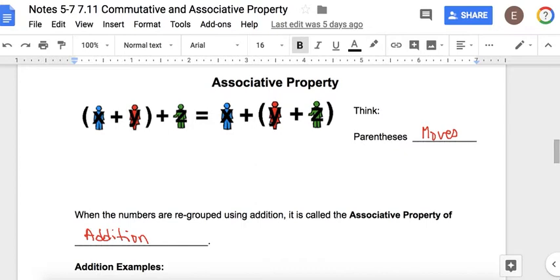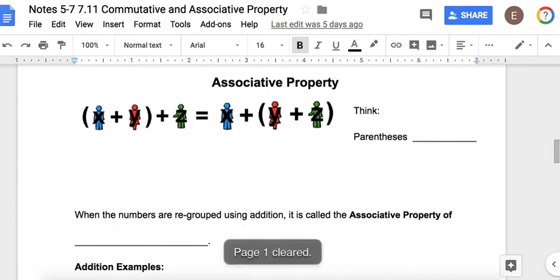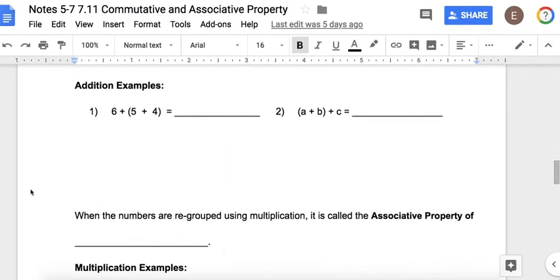Now let's look at some addition examples. 6 plus 5 plus 4 in parentheses. Now, nothing is going to change order, but we're going to regroup it. So since the 5 plus 4 is in parentheses, when I regroup it, I'm now going to have 6 plus 5 in parentheses with the 4 outside. Number 2, A plus B is grouped in parentheses with the plus C outside. Now I'm going to put the A outside the parentheses, and I'm going to group the B plus C.